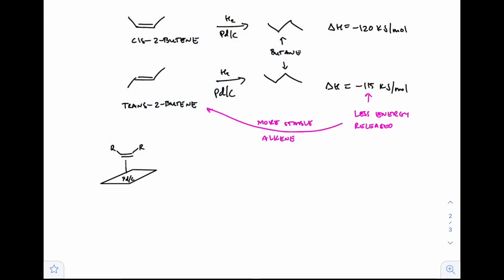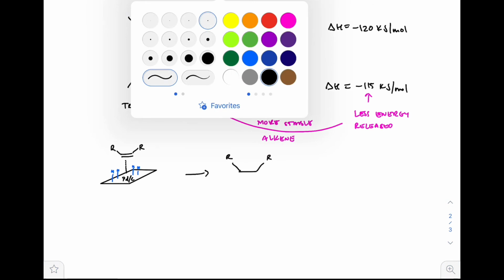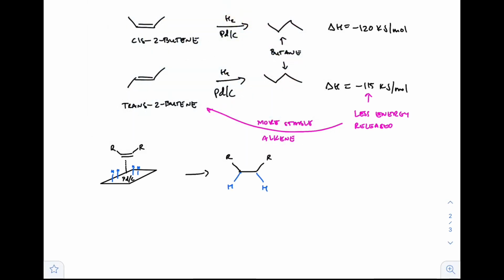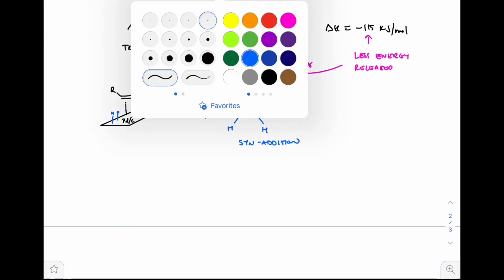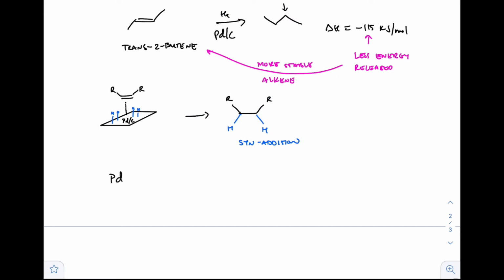That's supposed to be a dotted line here. And then we have a bunch of hydrogens kind of poking up, okay? Those hydrogens are bound to the palladium metal center, and then they undergo a reaction with the alkene and essentially add to the alkene to make the alkane final product. And this is why it's syn addition, because the hydrogens have to approach the alkene from the same surface, because it is an actual surface, and it's only being added from one direction.